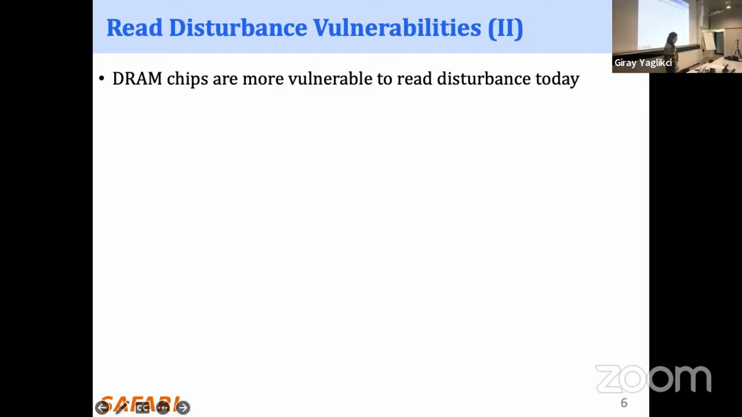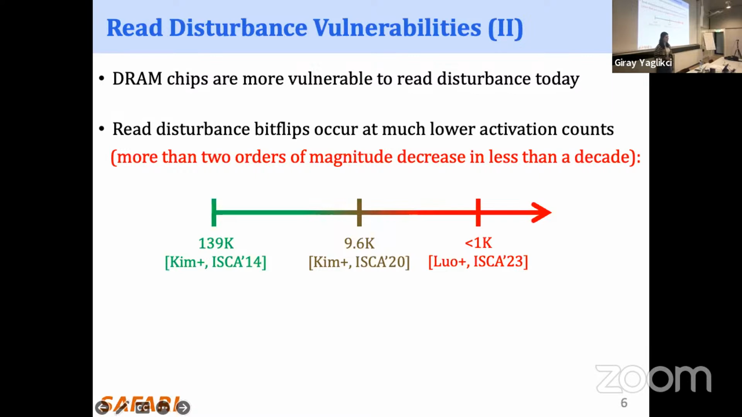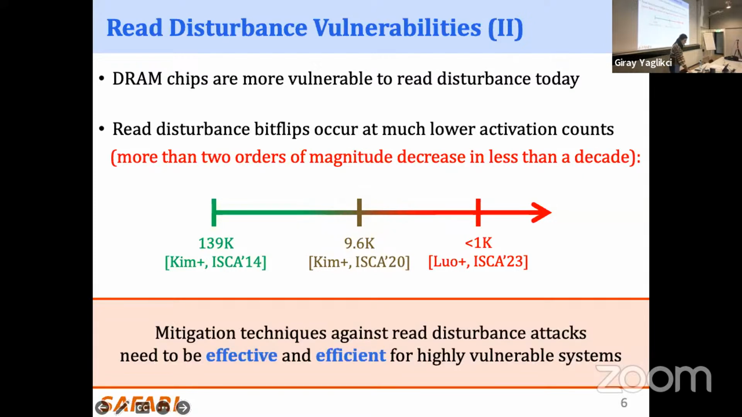And again, as you all know, DRAM chips are getting more and more vulnerable to read disturbance today, and read disturbance bit flips occur at much lower activation counts. This is the first work that looked into read disturbance errors, and it reported this high RowHammer threshold. These two more recent works from 2020 and 2023 reported much lower activation counts resulting in read disturbance bit flips. So the RowHammer threshold has reduced more than 2 orders of magnitude in less than a decade. And this is exactly why mitigation techniques against read disturbance attacks need to be effective and efficient for highly vulnerable DRAM-based systems.